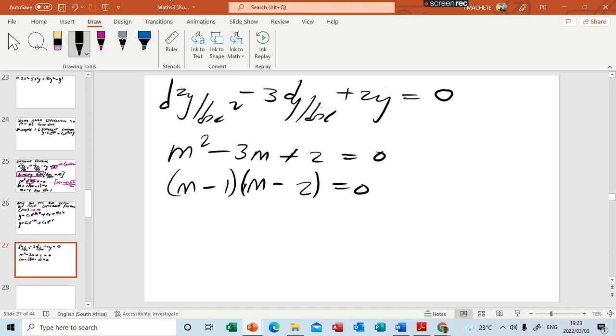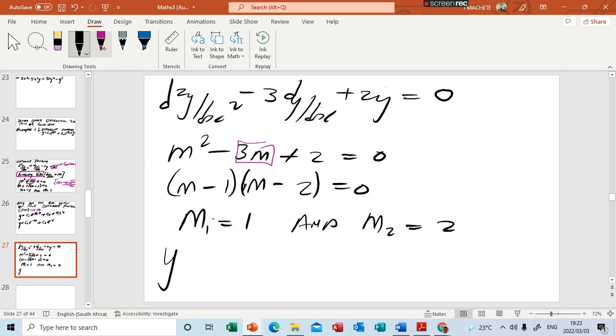As you can see, they must both be negative because the middle term is minus 3. If they are both negative, they will give you positive 2 when you multiply them. So now your m1 will be equal to 1, and m2 will be equal to 2. Then you see the factors are different now.